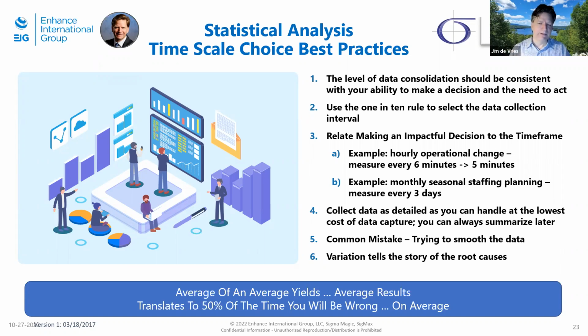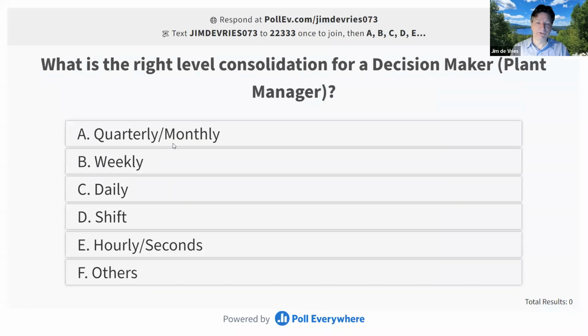Very often we say, oh, everything below is a problem. Well, if you're going too high in steam flow, that's always also a problem, because a high causes a low very often as a scenario. So again, the overall best practice: an average of an average yields average results, which means subpar, translates into 50% of the time you'll be wrong on average. So again, watch out for averages.